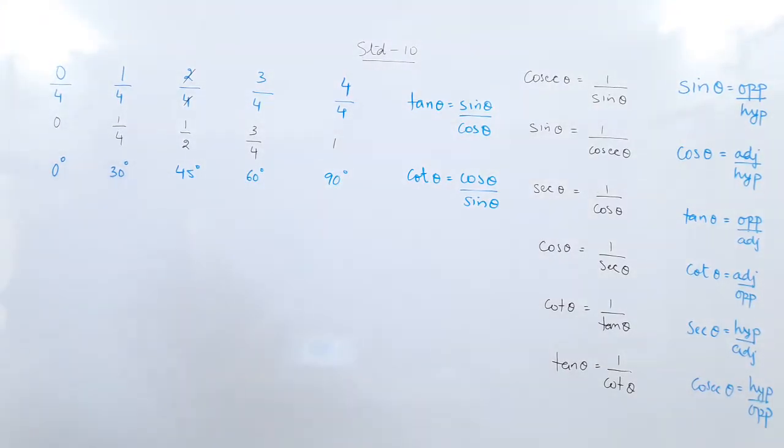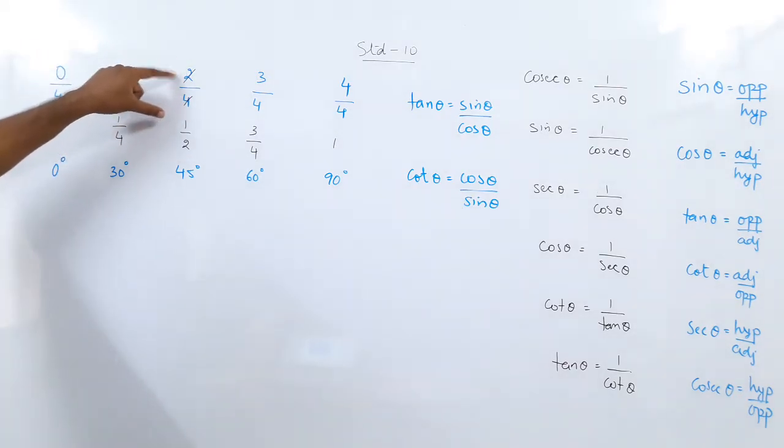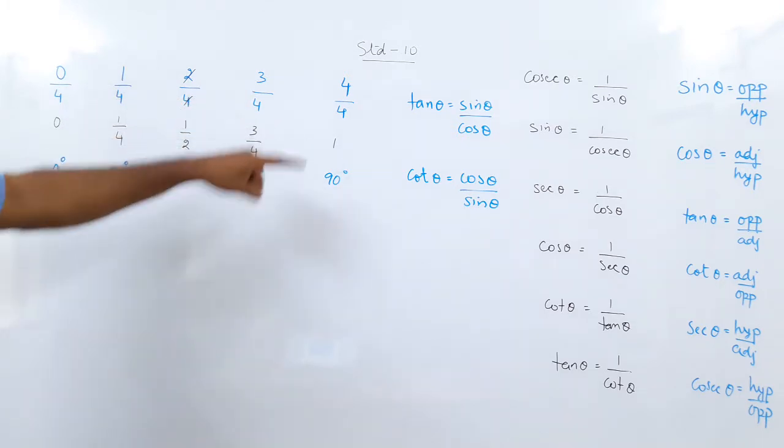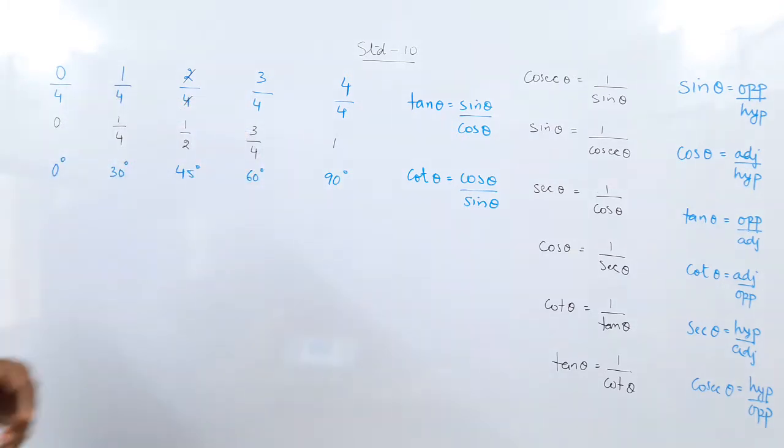So what I have done, I have written 0, 1, 2, 3, 4, divided everything by 4, and simplified. 0 by 4 is 0, 1 by 4 is 1 by 4, 2 by 4, if you cut it, becomes 1 by 2, 3 by 4, 1. Now I have written the degrees below, and first I will find the sine.